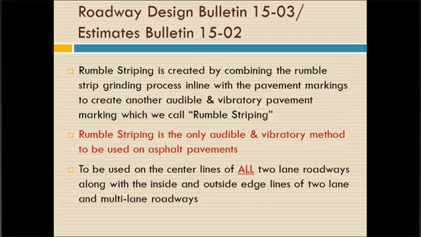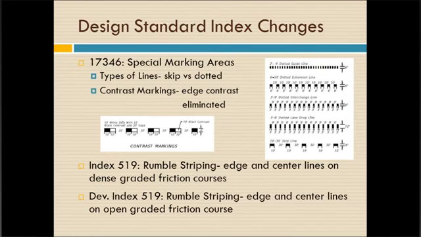So if you think of what audible vibratory is, the biggest thing is, well, is it concrete? If it is concrete, you'll stay with the profile thermoplastic. If it's asphalt, then you'll be using the new rumble striping. I'll get into a little more details when we get into rumble striping about the two different types. But before that, let's talk about some design standard changes that deal with the marking patterns.